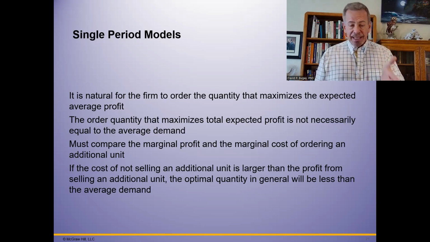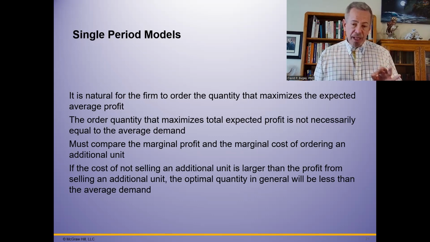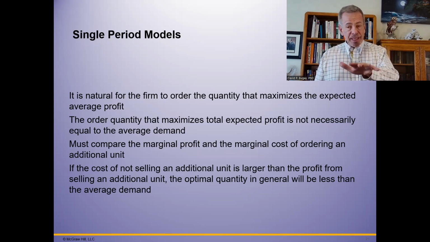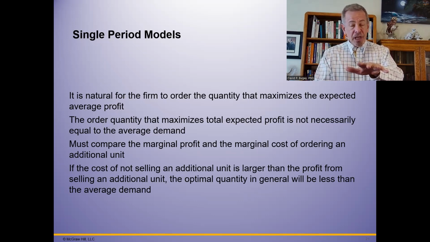If the cost of not selling a unit is larger than the profit from selling one additional unit, what is the optimal quantity in general for less than average demand? If you have average demand over here and that isn't met and you have a carrying cost of that item, how much is the carrying cost? Or if you don't have enough, how much is it?